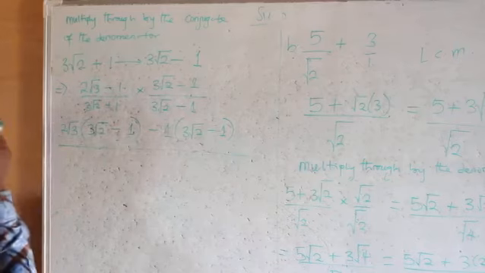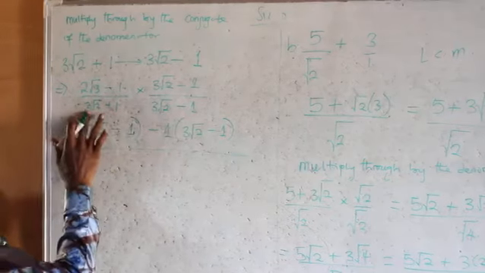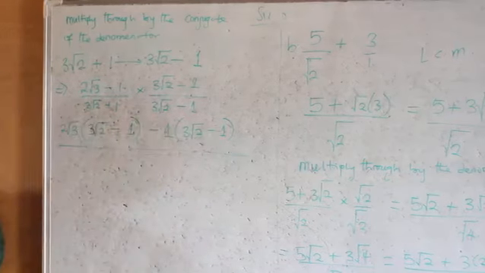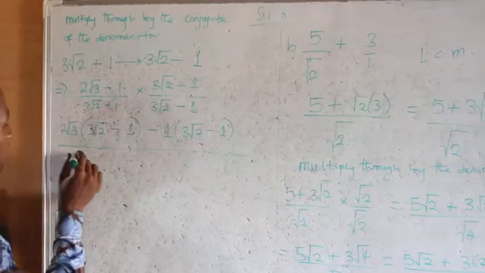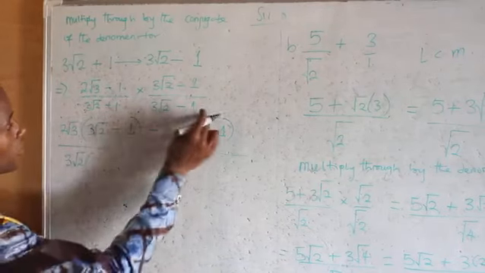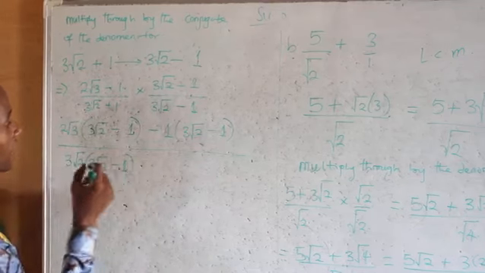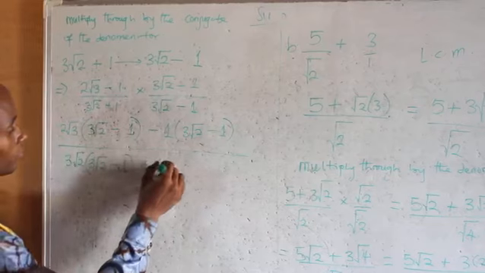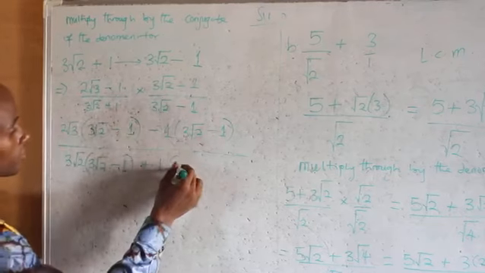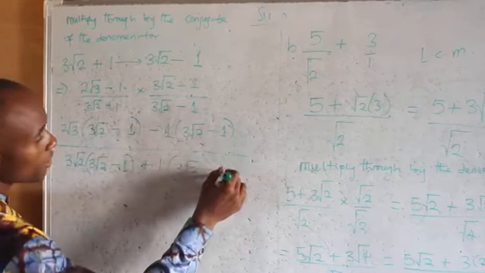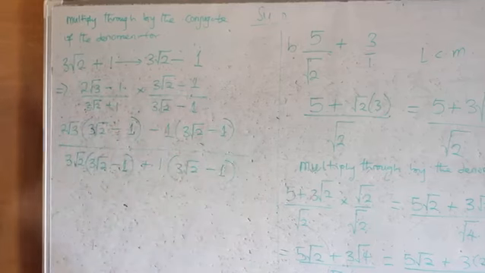Same thing with the denominator. We have two terms here. Each of these terms multiplies this value. So we're going to have 3 root 2 multiplies what? 3 root 2 minus 1. Is that what we have? Yes. Then plus 1 into what? 3 root 2 minus 1. Is that what we're going to have? Yes. Alright, now let's simplify them one by one.